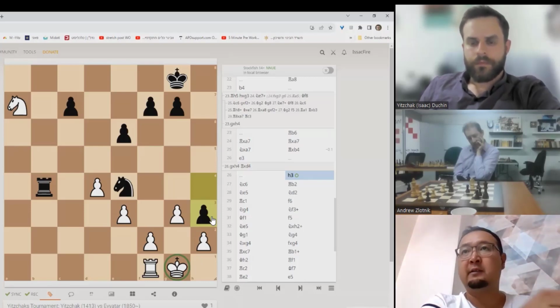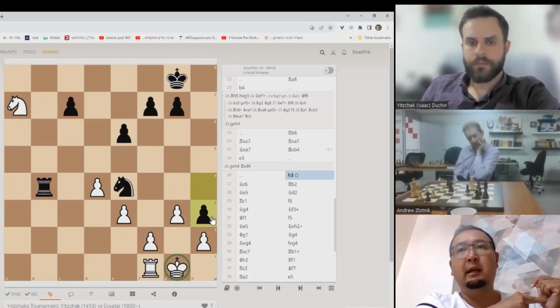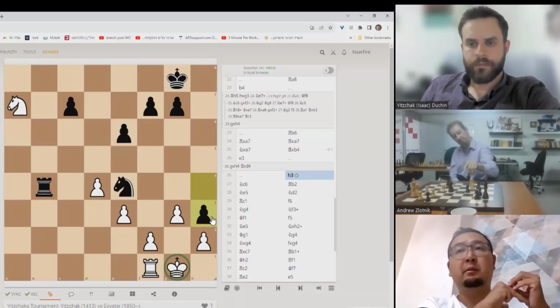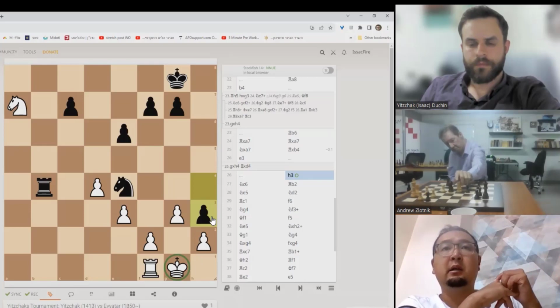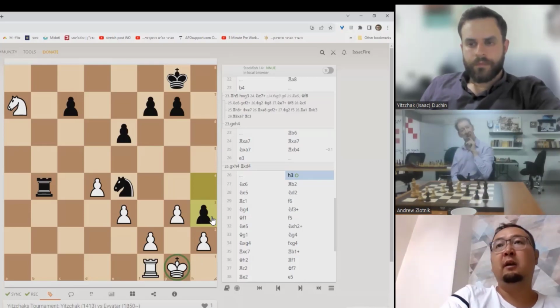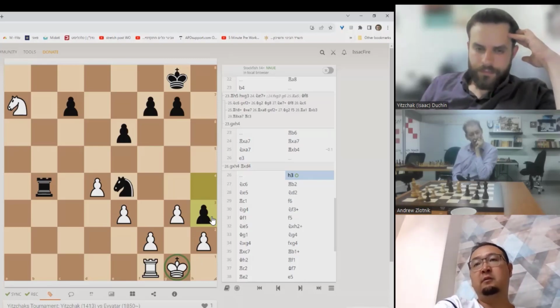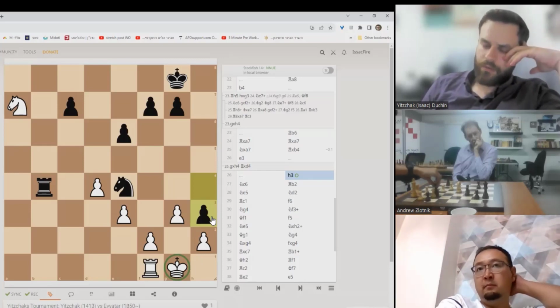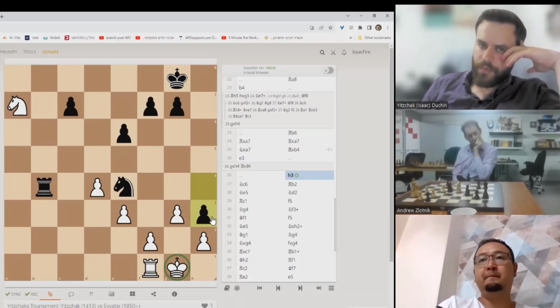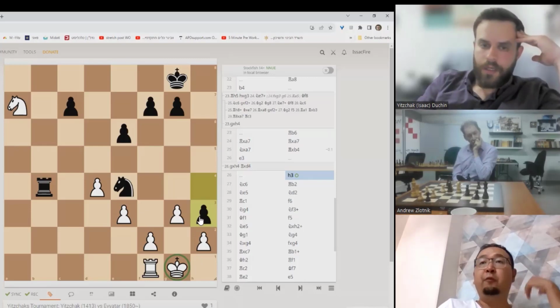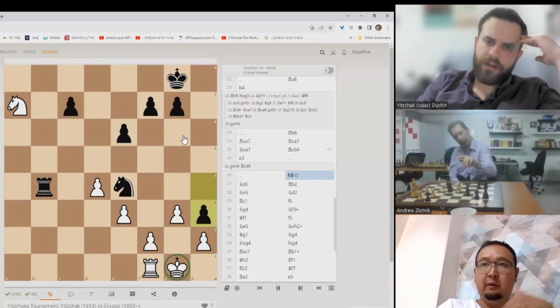So five factors: material, safety of kings, the position of pieces, how active or passive they are, the pawn structure, and the possibility to create threats. So let's try to evaluate this position in terms of these five factors. First material, because material should be first.